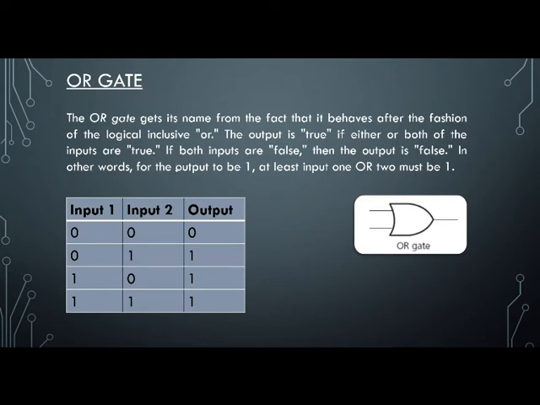In other words, for the output to be 1, at least input 1 or input 2 must be 1. Like this, if input 1 is off and input 2 is off, you will get the output off. If the first input is off and input 2 is on, you will get the output on. If input 1 is on and input 2 is off, you will get output on. If both are on, you will get output on.